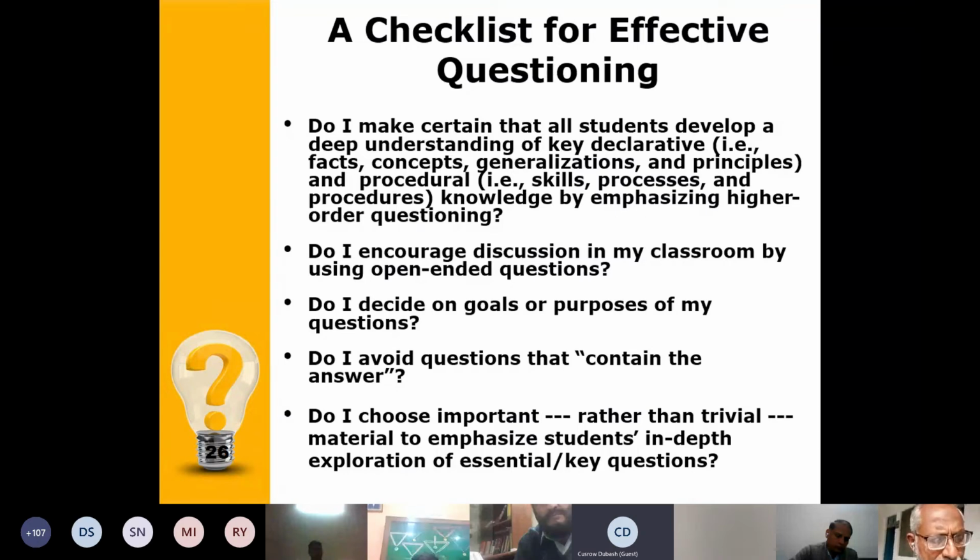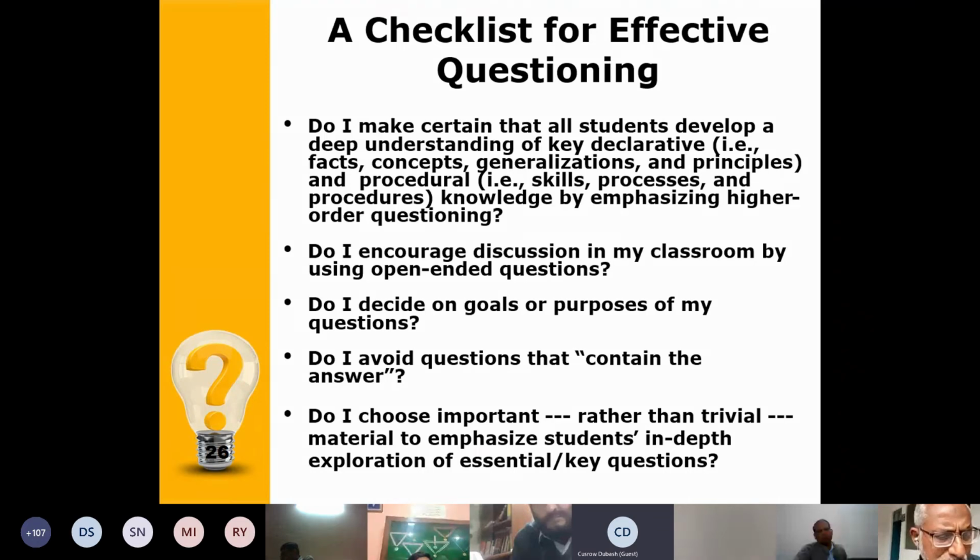Do I decide on goals or purposes of my questions? ये सवाल मैं क्यों पूछ रहा हूँ? इससे मुझे क्या पता चलेगा? देखिए ना, इसीलिए lower order questions are no good because it doesn't help you learn or decide कि मेरा purpose क्या है. Higher order में purpose आती है.